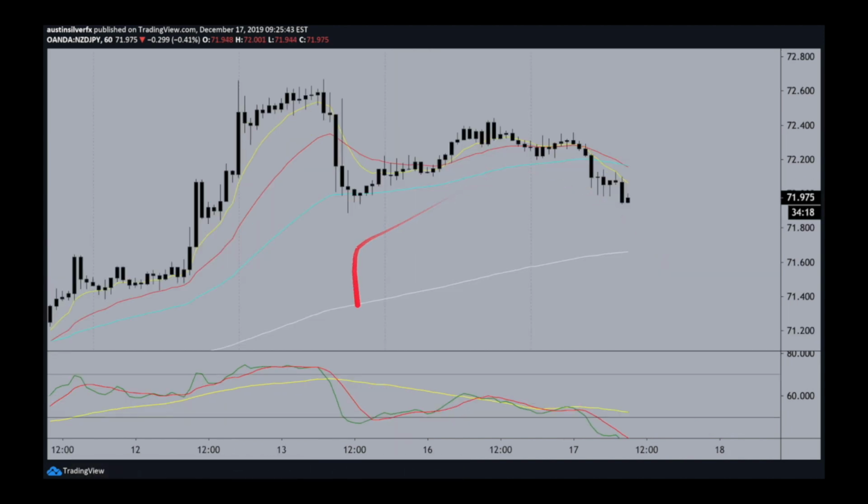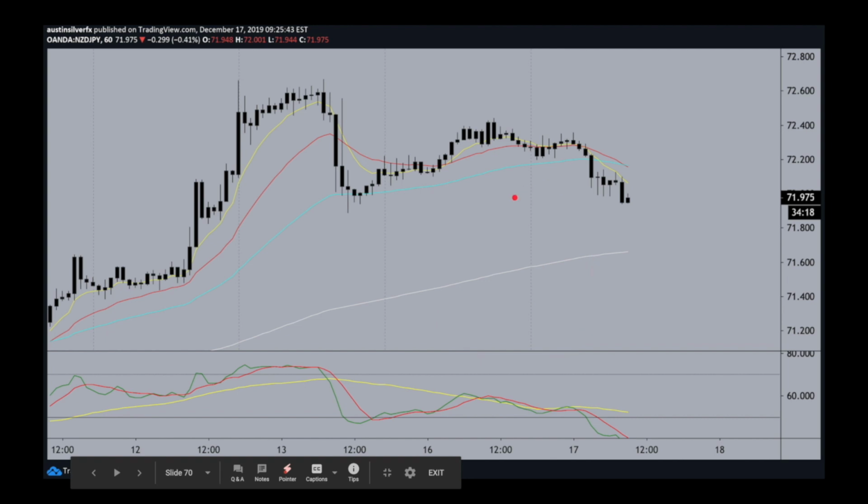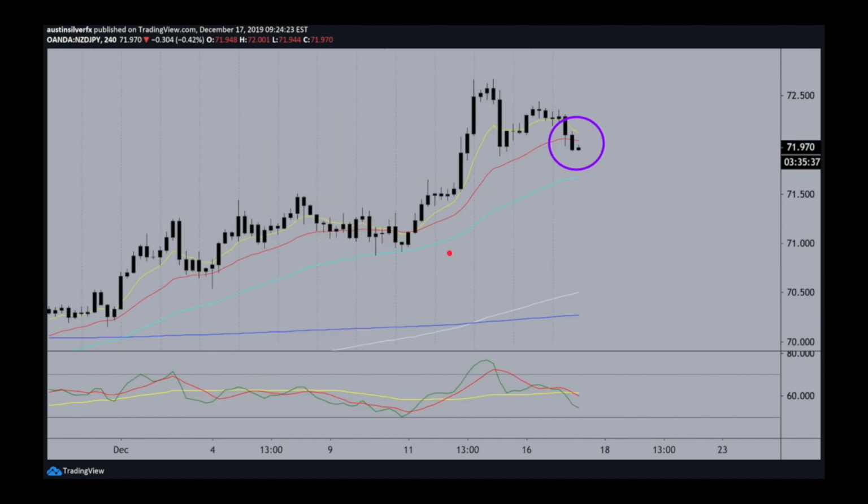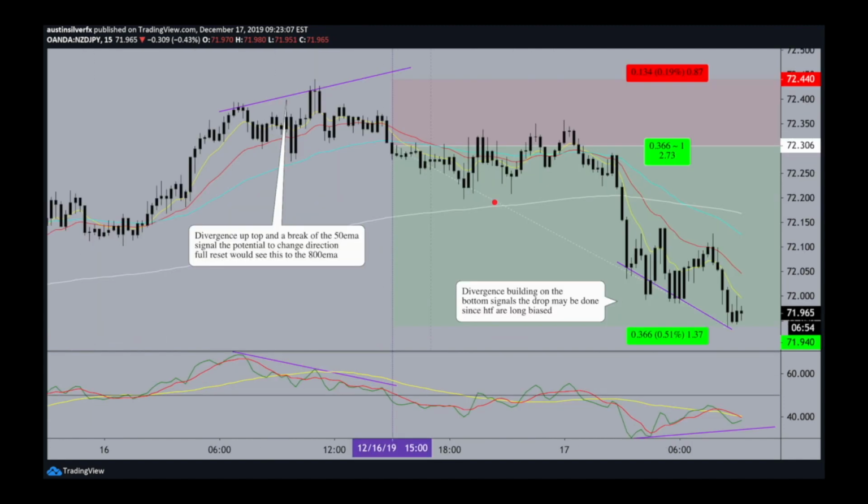So on the hour, you can see the L50 and EMAs clearly are long bias. Price today has broken under the 50, but overall, this is clearly in an uptrend. On the 4 hour, same thing. L50 clearly long biased. We just broke the 21 EMA, but overall, you can see on the 4 hour, it's very, very long biased.